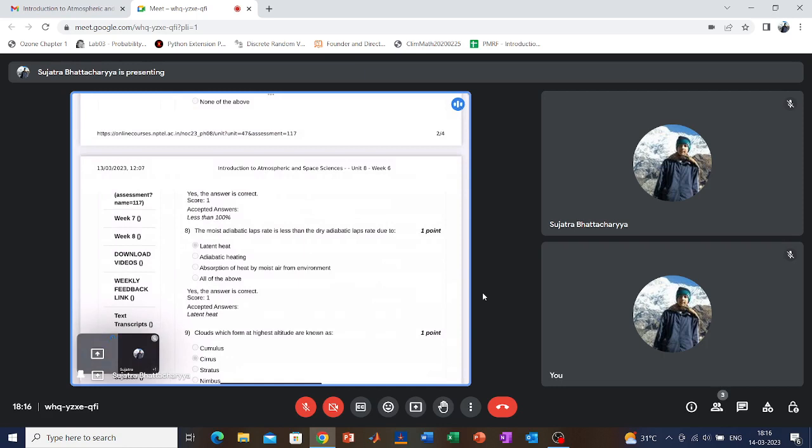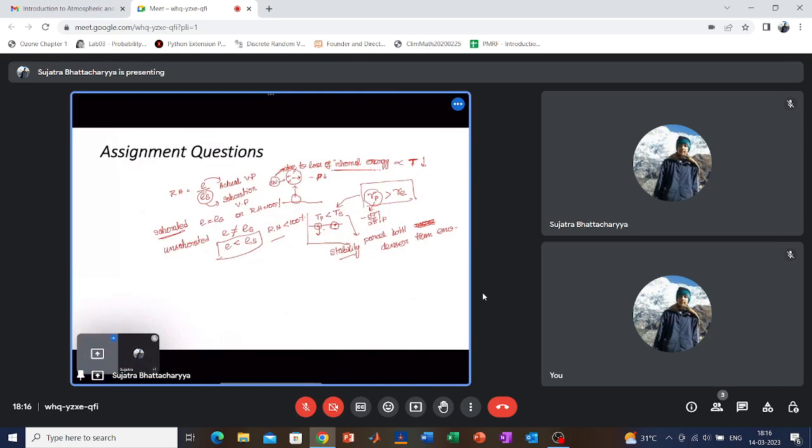Eighth question represents the moist adiabatic lapse rate is less than the dry adiabatic lapse rate due to what? The moist adiabatic lapse rate is less than the dry adiabatic lapse rate. Any lapse rate being less than the other means what? That particular parcel will have higher temperature than that of the other. Therefore, gamma of the moist parcel is less than gamma of the dry parcel because it consists of moisture.